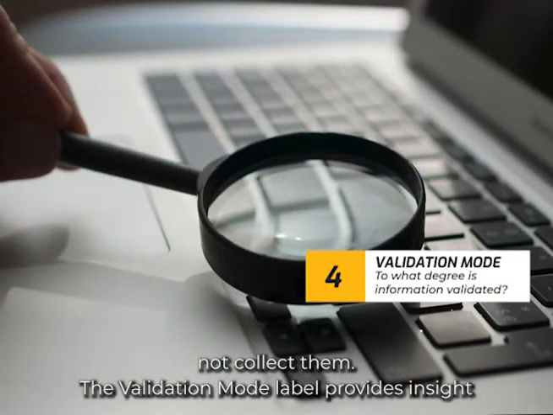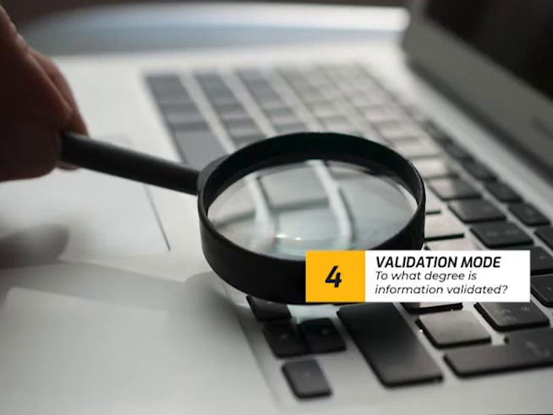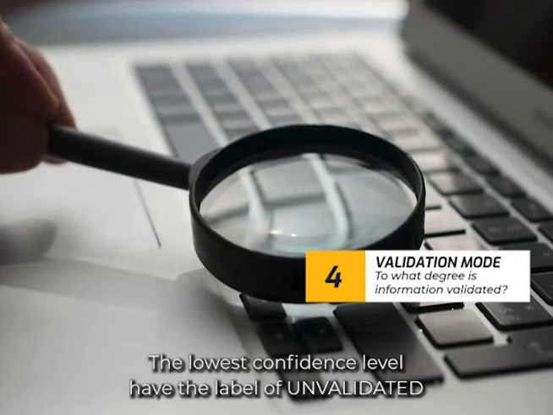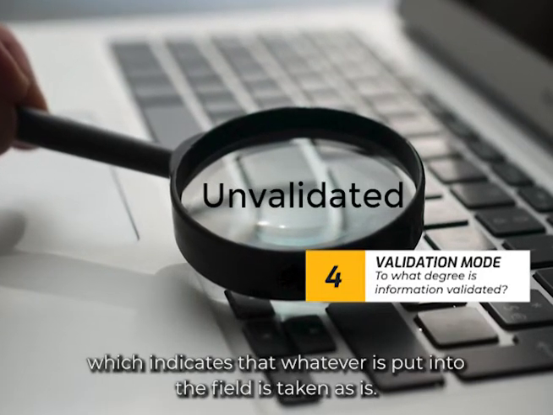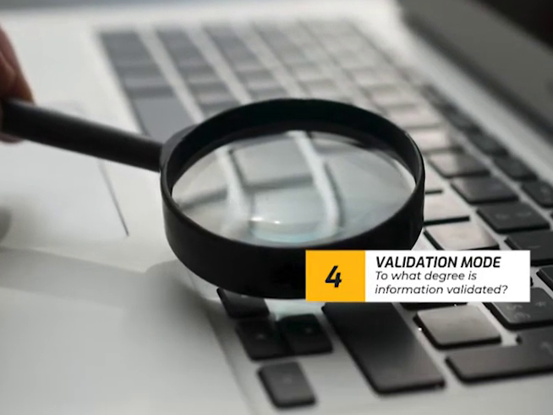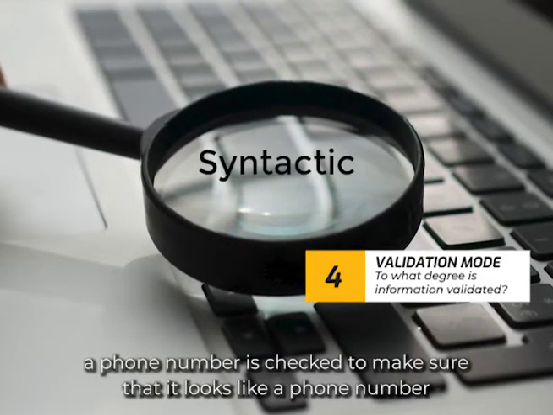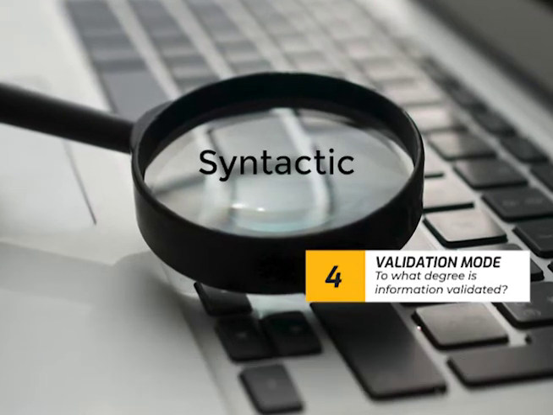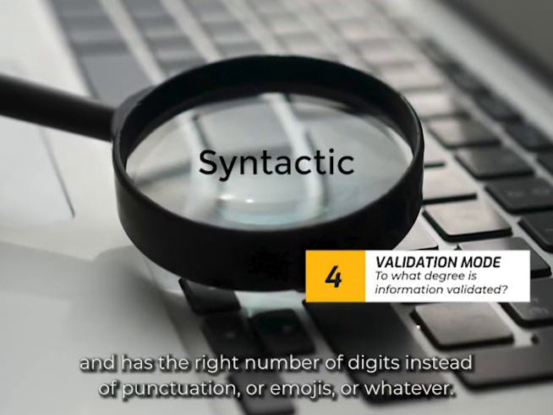The validation mode label provides insight about the confidence level of the data accuracy. The lowest confidence level has the label of unvalidated, which indicates that whatever is put into the field is taken as is. The next level up from there is labeled syntactic. For example, a phone number is checked to make sure that it looks like a phone number, and has the right number of digits instead of punctuation and emojis or whatever.